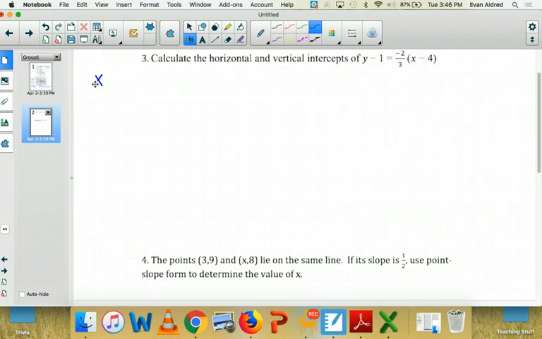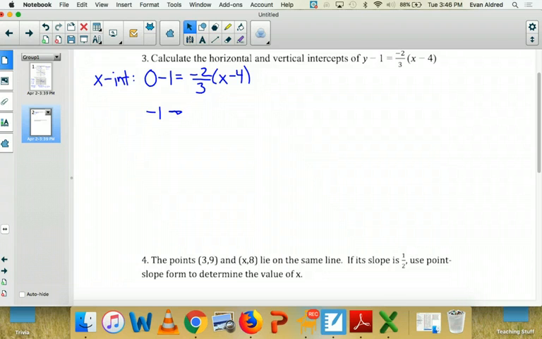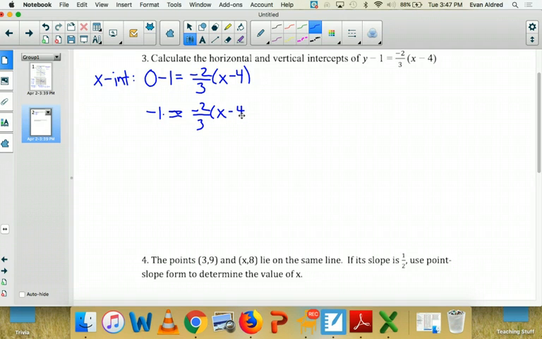We've looked at this before, but when finding your x-intercept, your horizontal intercept, you set y equal to 0. So when we're finding it for the equation y minus 1 equals negative 2/3 (x minus 4), first thing we're going to do is where we see a y, we're going to sub in 0. And now it looks like this, where we can simplify our left-hand side. And we'll get negative 1 on the left-hand side equals negative 2/3 (x subtract 4).